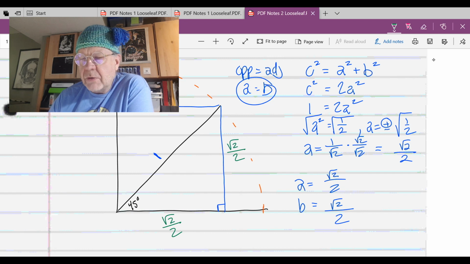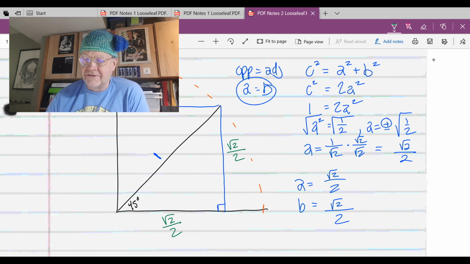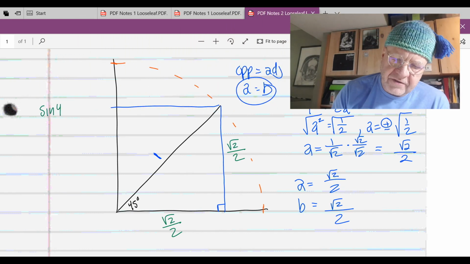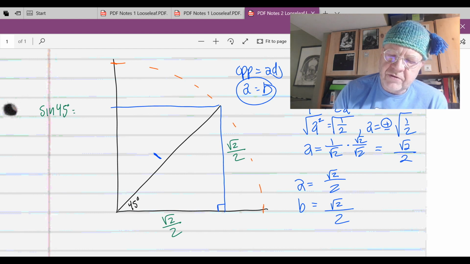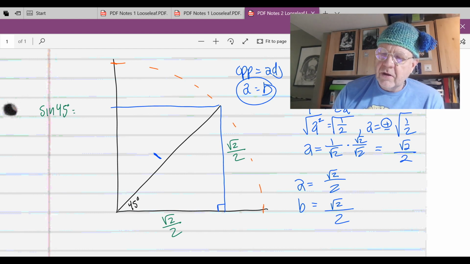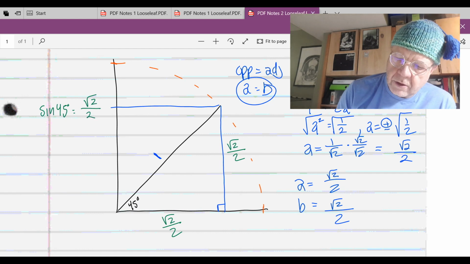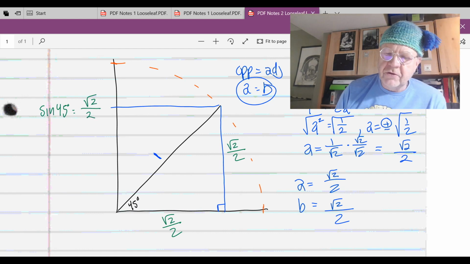And so now if we want to go back and define sines and cosines and tangents, let's see if we can figure this out. Sine of 45 degrees equals opposite over hypotenuse, which equals root 2 over 2 divided by 1. Well, anything divided by 1 is just itself. So sine 45 equals root 2 over 2.